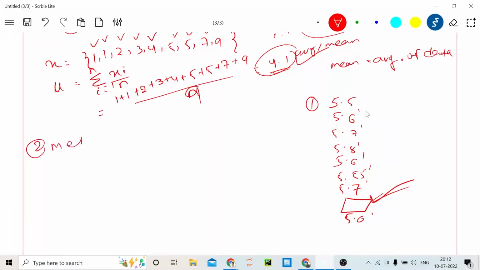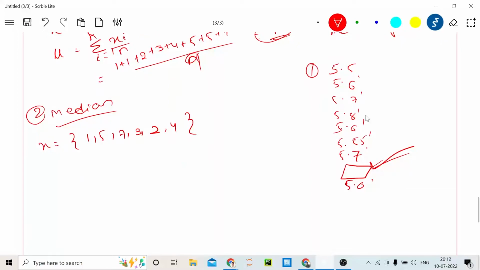After that, there is one more, which is the median. Median: suppose I give you a data set 1 5 7 3 2 4. Then I will ask you what the median of the data is. The median is like the middle value. That means you first have to sort in ascending order.